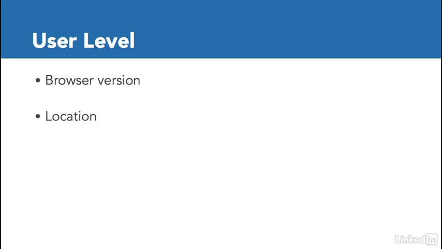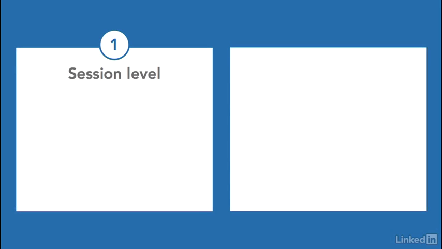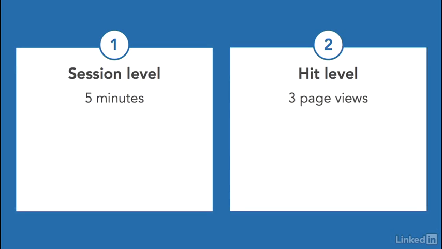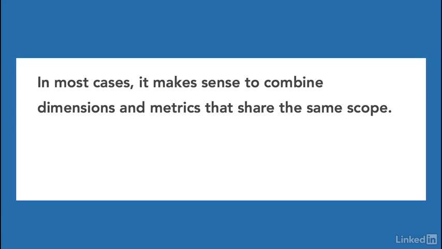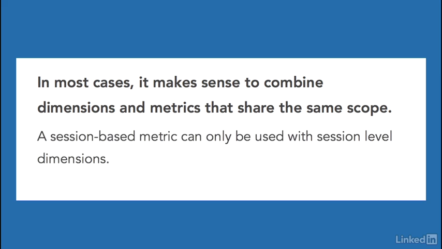So for example, let's say that a user comes to your site and spends 5 minutes. In that 5-minute period, they view 3 pages. That 5 minutes is going to be their session. There are 3 hits for those 3 page views. That's how the particular data is separated between a hit level and a session level. So in most cases, it'll only make sense to combine dimensions and metrics that share the same scope. So a session-based metric can only be used with session-level dimensions. It wouldn't be logical to combine sessions with an action level or hit level like a page.